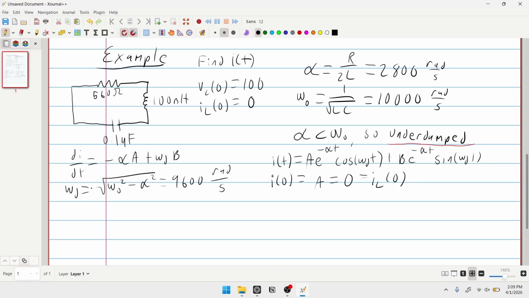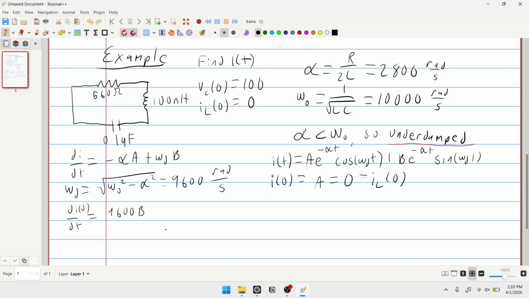Now we have di dt. We know that A is 0, so we have that di dt equals 9600 B, or more specifically di/dt at 0. If you look back at our parallel case, we did a KCL at the top node to find our initial dV/dt. But for series, we're going to do a KVL around the loop to find our initial dI/dt.